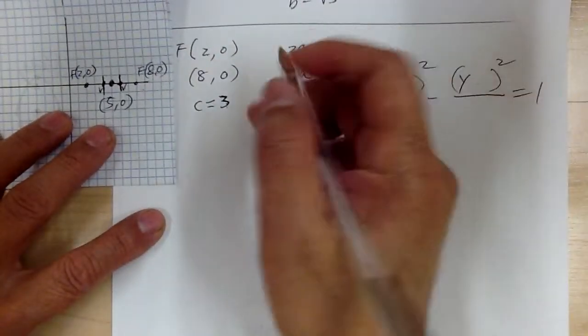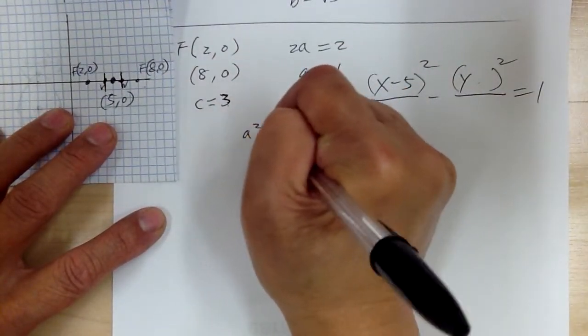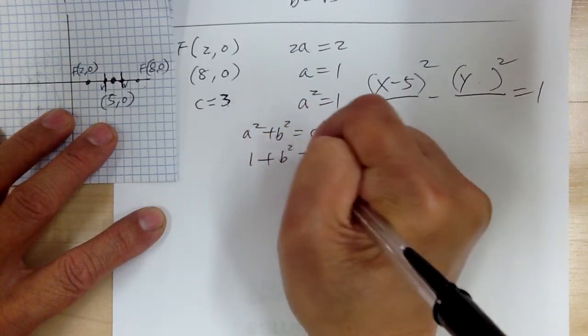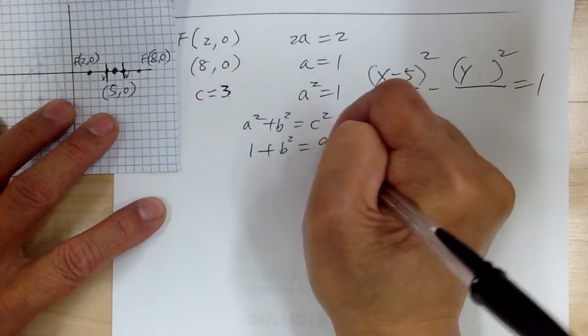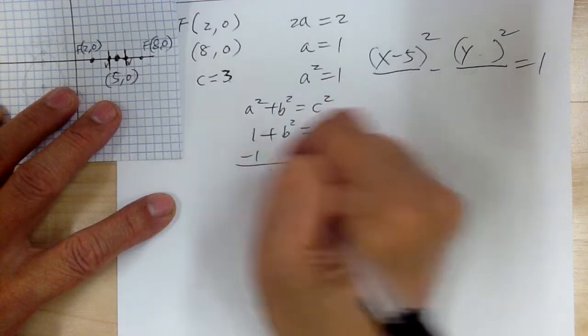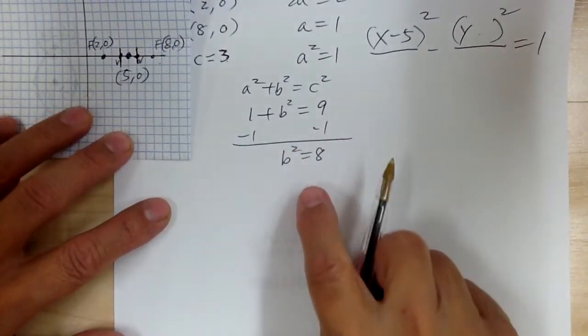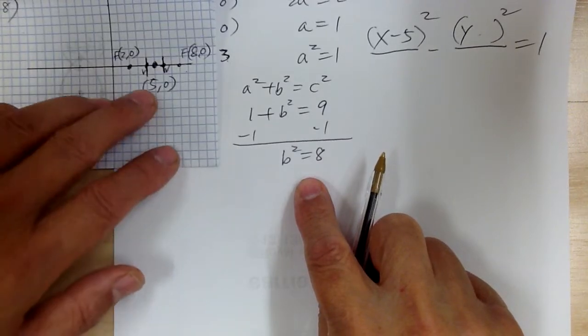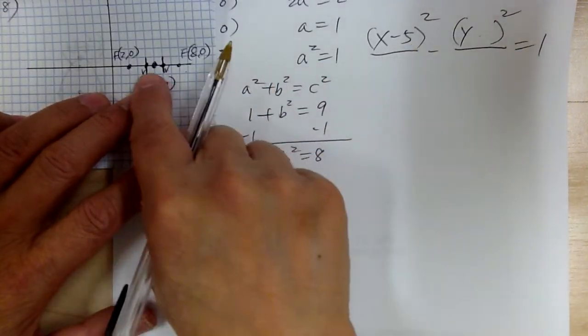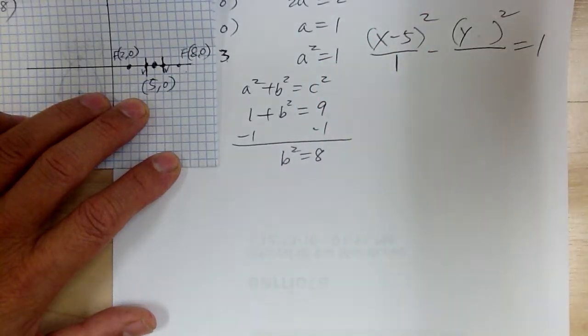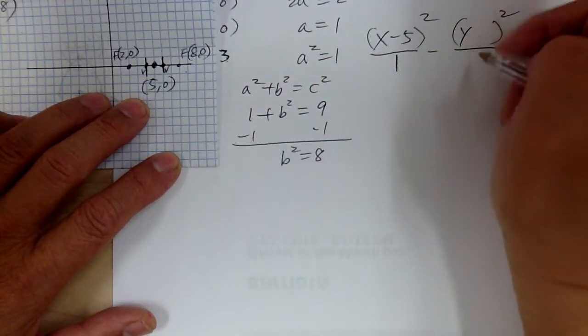Okay, so let's go and do the Pythagorean theorem. So a squared plus b squared equal to c squared. So 1 plus b squared equal to 3 squared is 9. So minus 1 on each side. So b squared equal to 8. So now the a is in the horizontal direction, so a squared equal to 1 goes under here, and therefore the b squared will go under the y.